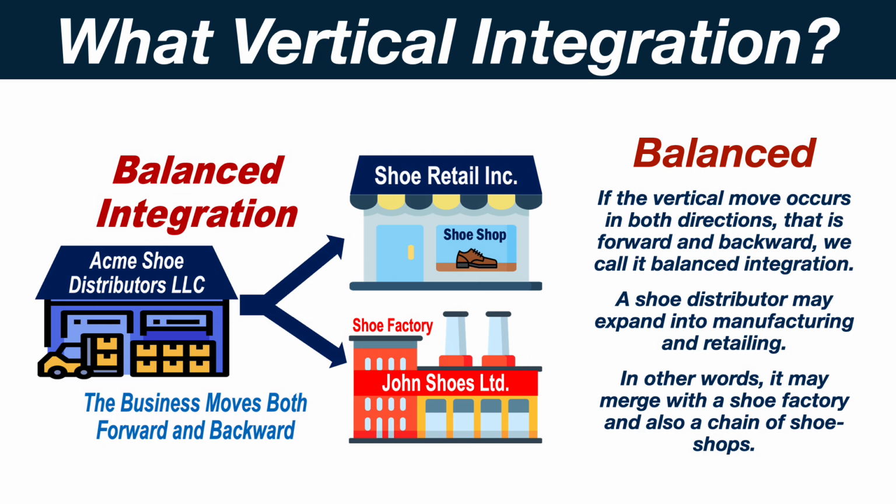If the vertical move occurs in both directions, that is, forward and backward, we call it balanced integration. A shoe distributor may expand into manufacturing and retailing. In other words, it may merge with a shoe factory and also a chain of shoe shops.